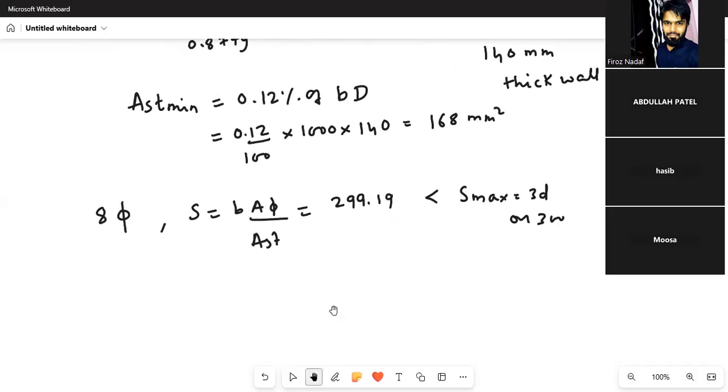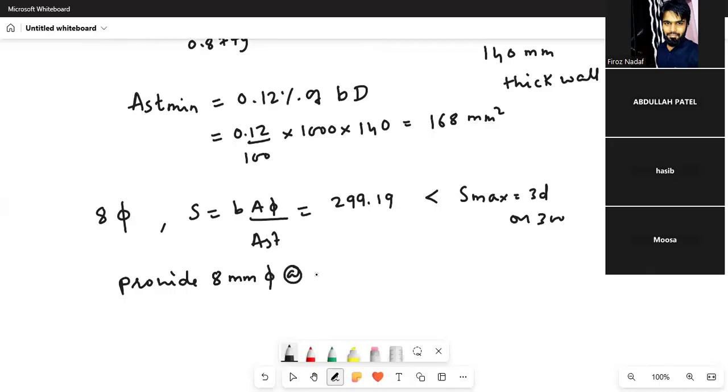So I will write the statement here. Provide 8 mm bar at the rate 290 mm center to center. This is the horizontal reinforcement for hook tension, in the horizontal direction.